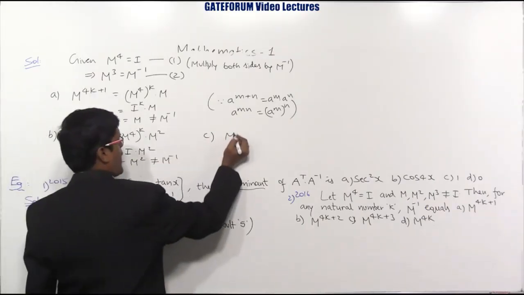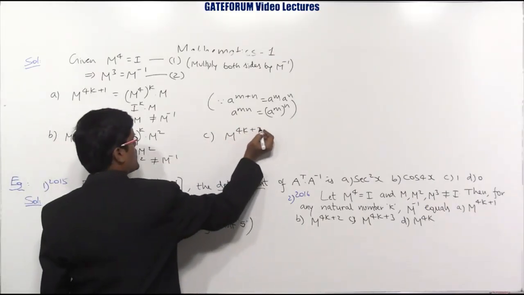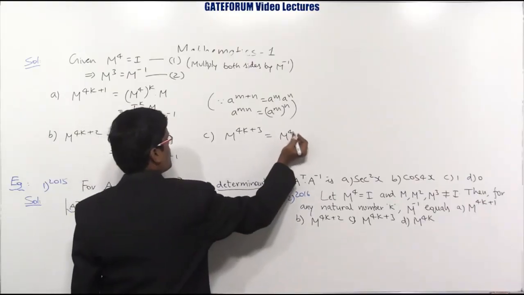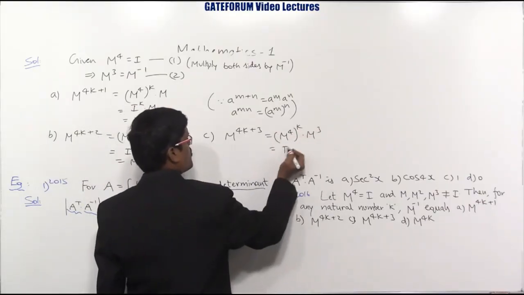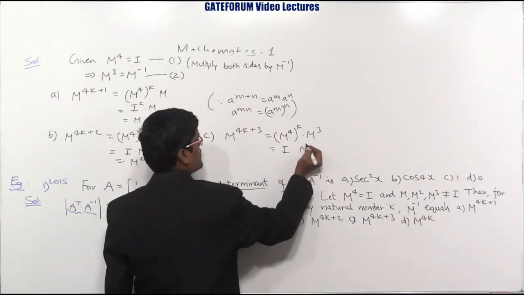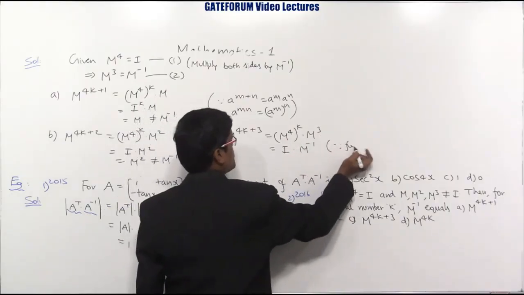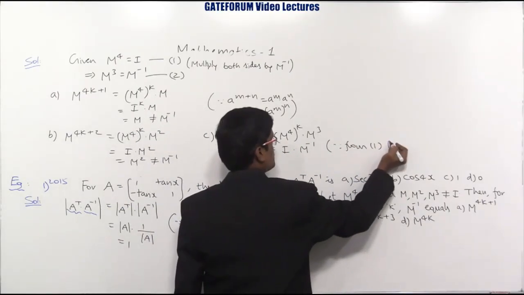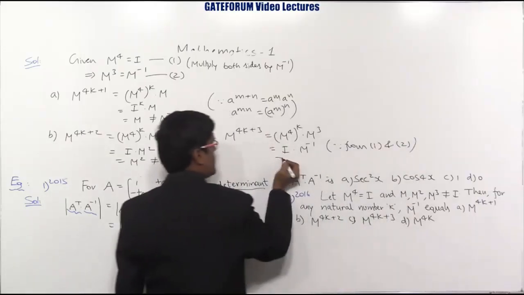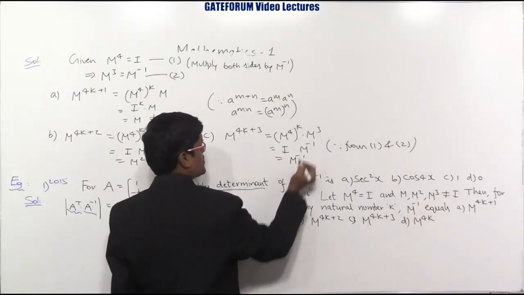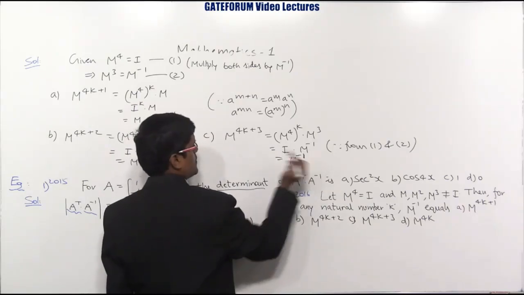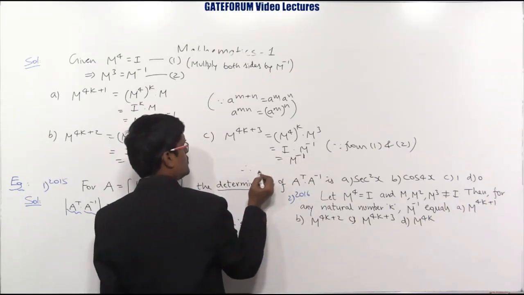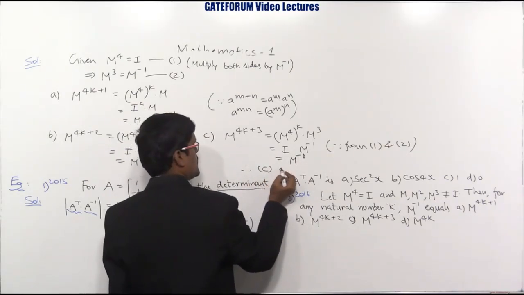Option C, m power 4k plus 3 can be written as m power 4 whole power k into m cube. M power 4 is I, m cube is m inverse, since from 1 and 2. So m inverse into the identity matrix is m inverse. So therefore C is the answer.